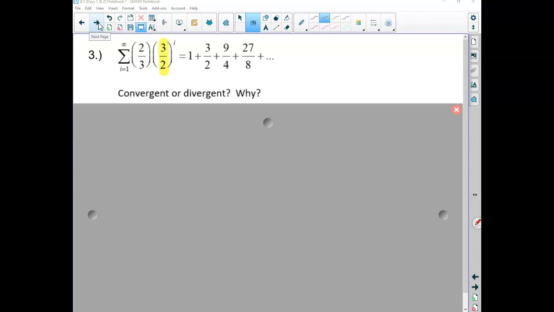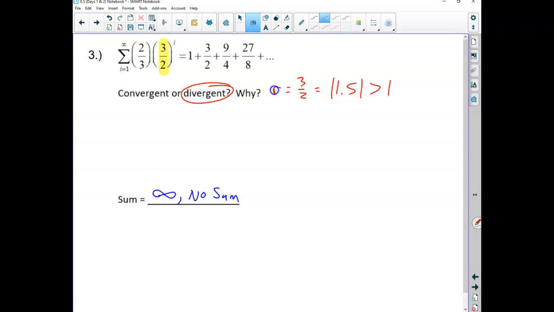What'd you come up with, number 3? See, I didn't circle mine. r equals 3/2. If r is 3/2, is my series convergent or divergent? I hope you didn't fall into the trap of thinking, oh, it's a fraction, it's convergent. This is divergent, because 3/2 actually equals 1.5, which is greater than 1. Therefore, it's divergent, which means there's no sum. It's positive infinity, because I can see all these numbers are positive.